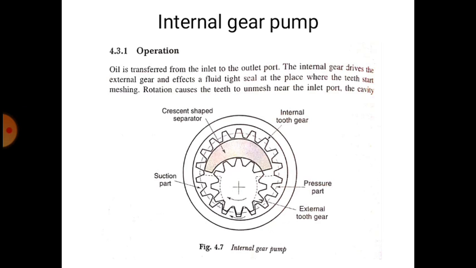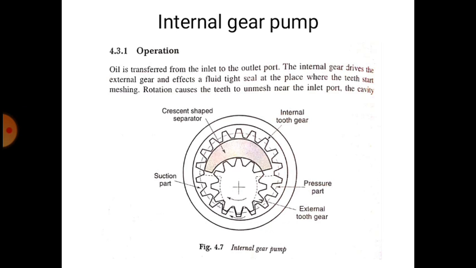This consists of an external gear that meshes with the teeth of the annular gear, which has internal teeth on the inner surface of its circumference. The pumping chamber is formed between the gear teeth.